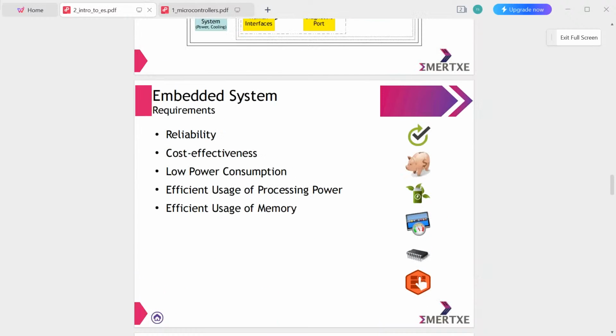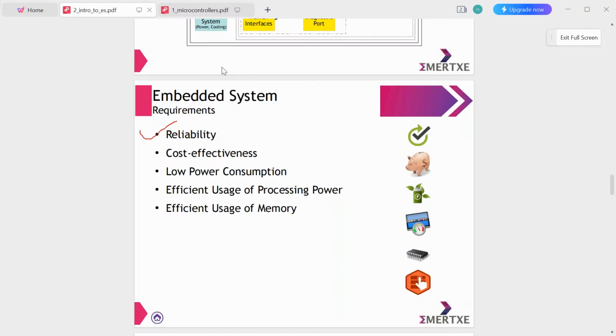The next slide is talking about the requirements of the embedded system. So what will be the requirements of the embedded system? A few requirements are mentioned here. The first requirement is reliability. If you are designing an embedded system, make sure it is reliable. From the common people's point of view, it is something like a warranty guarantee. If your product is not reliable, then what happens? At the end, your market value goes down.